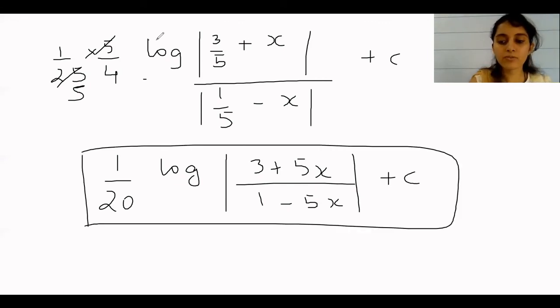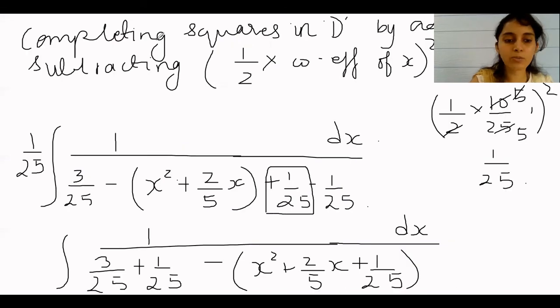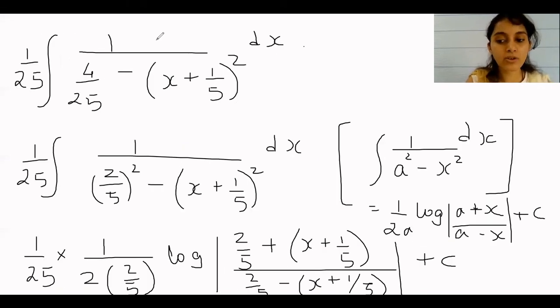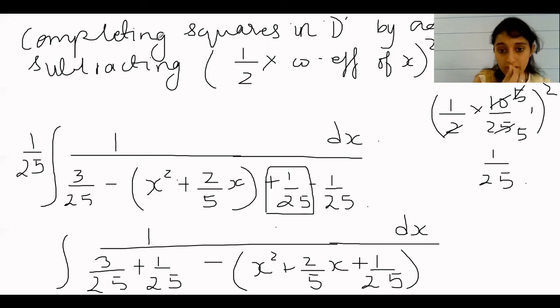Now a few mistakes that we made while solving. 1 upon 25 we forgot to carry over, which you could also forget while solving. So do not forget that. Also the sign mistakes at plus 1 upon 25 and minus 1 upon 25. So be careful about that while solving the sum.